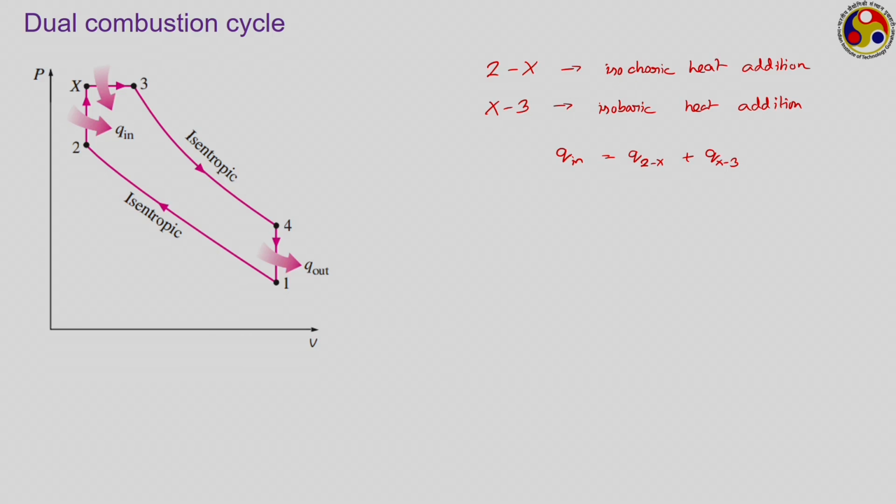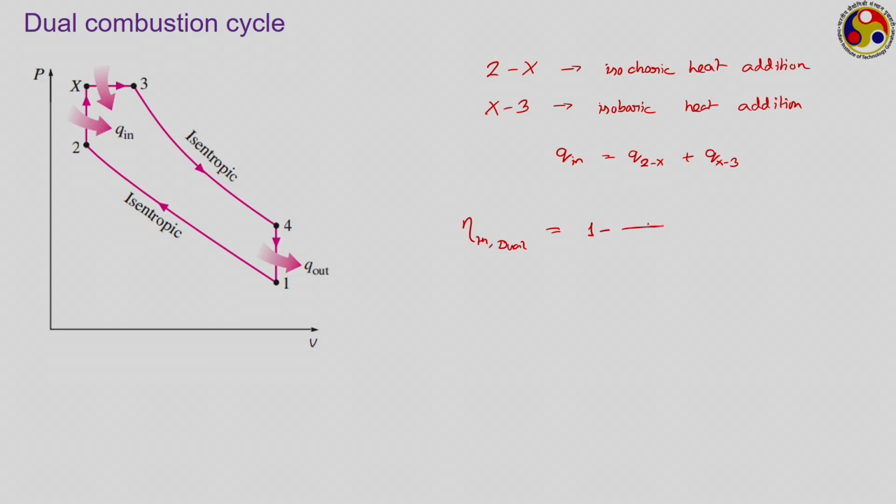The same way you can perform the analysis of this one, I am leaving this to you, as we have already done the analysis for the Otto cycle and diesel cycle step by step. You will surely be able to do this. I am just giving you the expression for this dual cycle, the expression for efficiency.